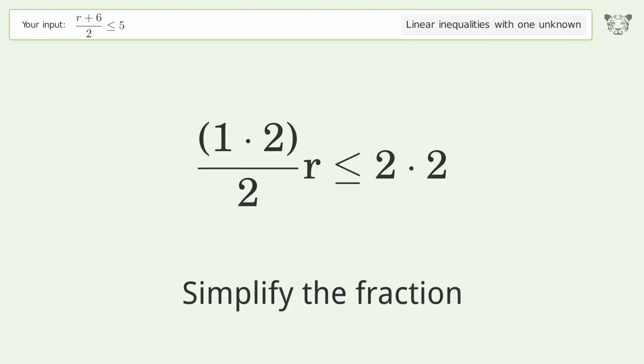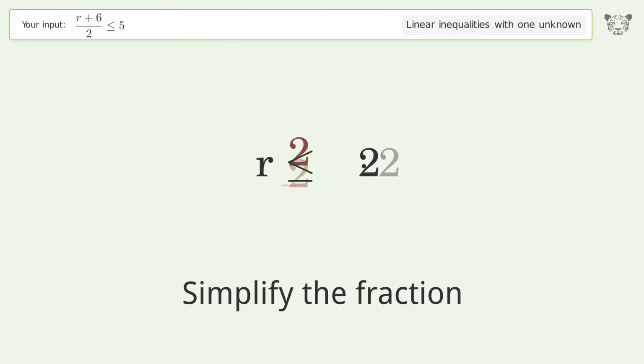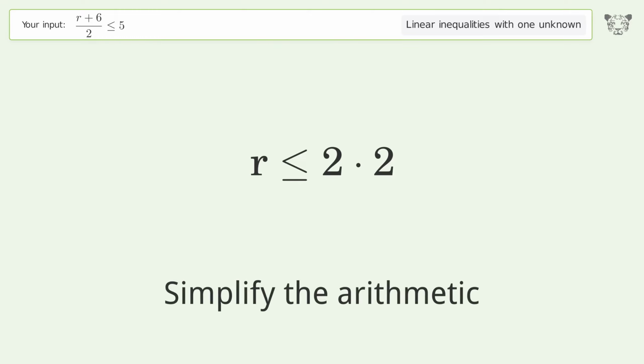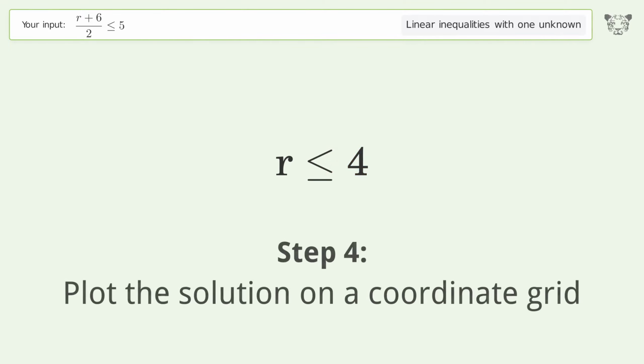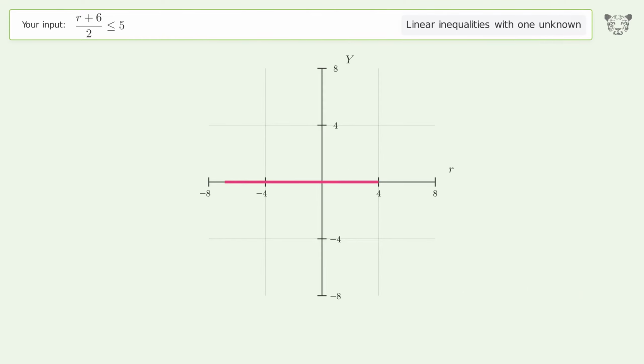Simplify the fraction. Simplify the arithmetic. Plot the solution on a coordinate grid. And so the final result is r equal or smaller than 4.